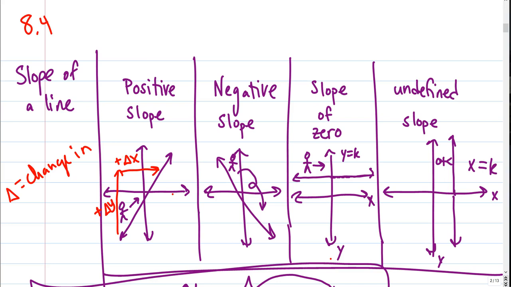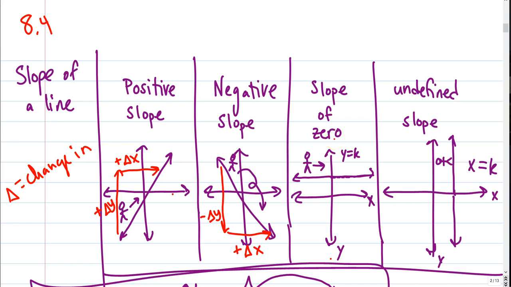Versus a negative slope, right? If I go from left to right, I'm going downhill. I struggle with that, so apparently he's falling. I don't know, that's kind of disturbing. But what do we have here? Well, if I go left to right, we have a negative change in y over a positive change in x.